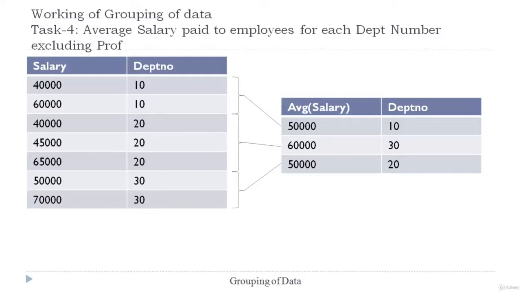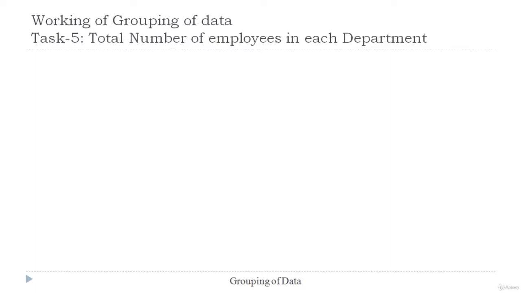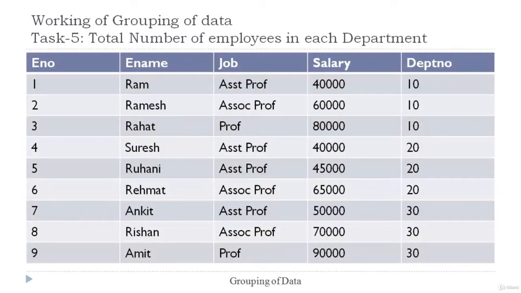So then in the same way, first task will be to exclude the record of professors. Then grouping will be made on each department number. Then after making the grouping, instead of finding total salary, we have to find out average salary. So then average function will be applied on each group as shown here. The query will be select average salary, comma department number, from employee, where job is not equal to professors, and group by department number. Let us perform the next task to find out total number of employees in each department.